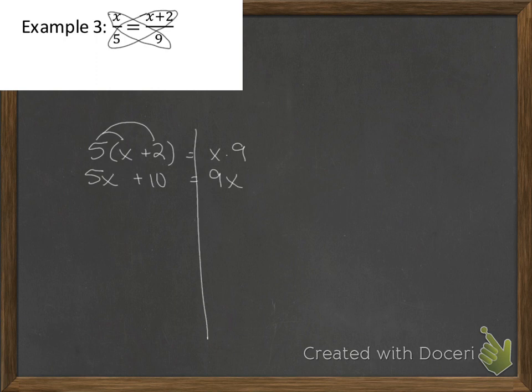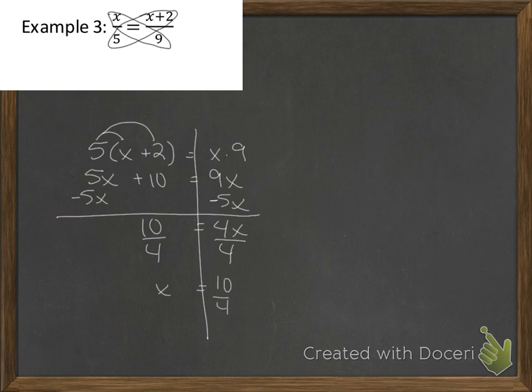Remember, when we solve, we need to get all of our variables onto one side. We will accomplish this by subtracting 5x from both sides. If instead of doing that, you wanted to subtract 9x from both sides, you could do that. It's just going to take you an extra step. Okay, so 9x minus 5x is 4x. Then I can divide both sides by 4, and we find that x is equal to 10/4.